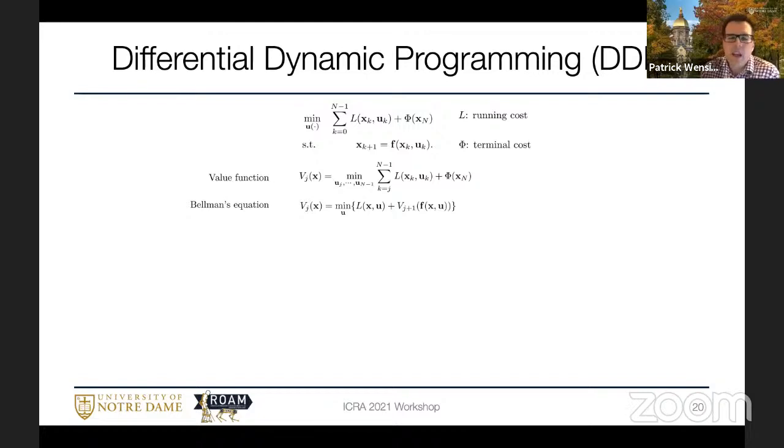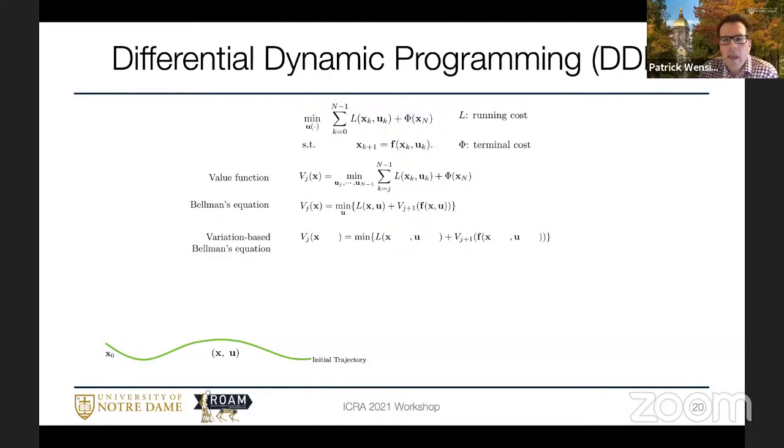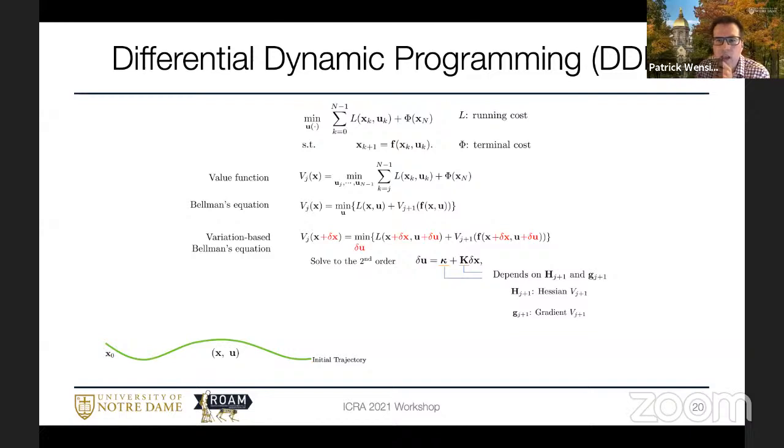So the idea in DDP is to instead consider some nominal trajectory and then consider some small change in state and control around it. And so if I take that right-hand side of the equation and I expand it out to second order, I can find a rule that tells me how I should update my controls based on how far my state is away from the nominal trajectory. As a kind of technical detail, these two quantities, kappa and k, depend on the Hessian and the gradient of the optimal cost to go at the next time step.